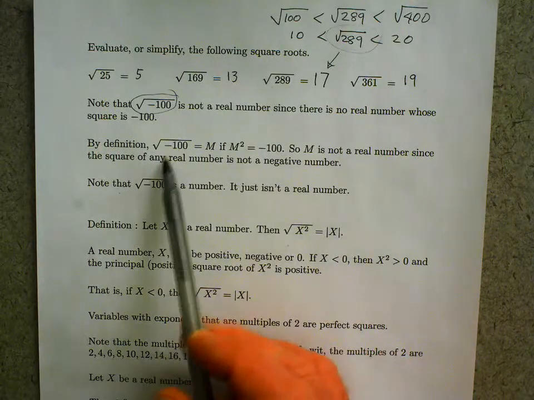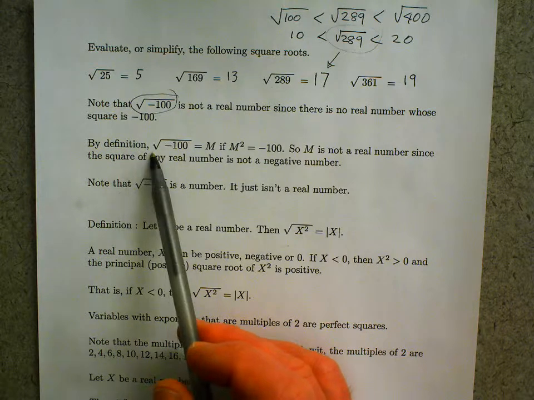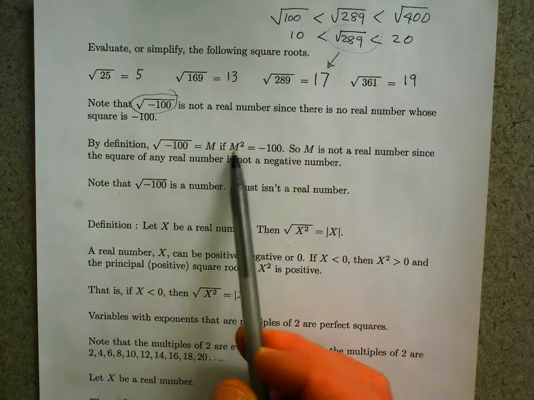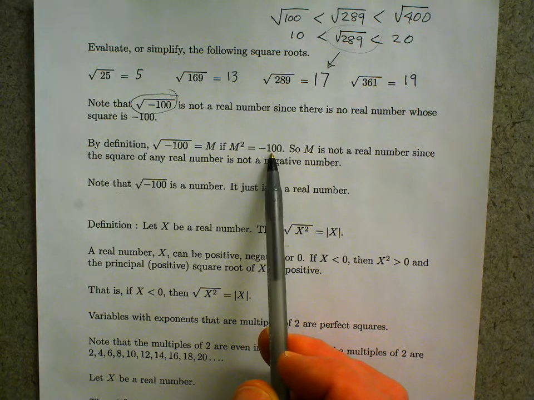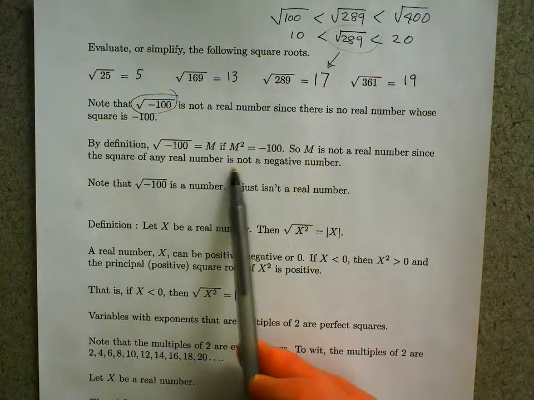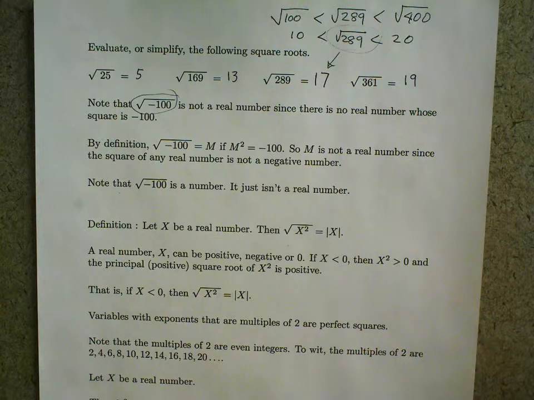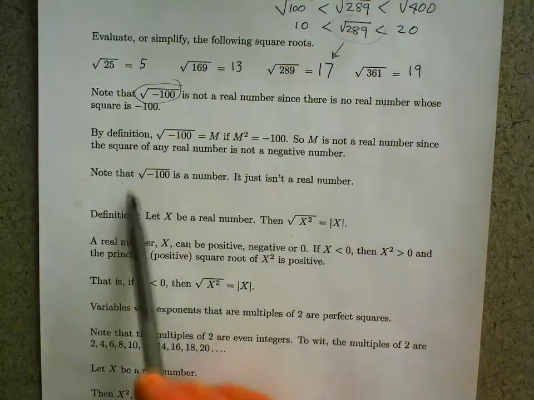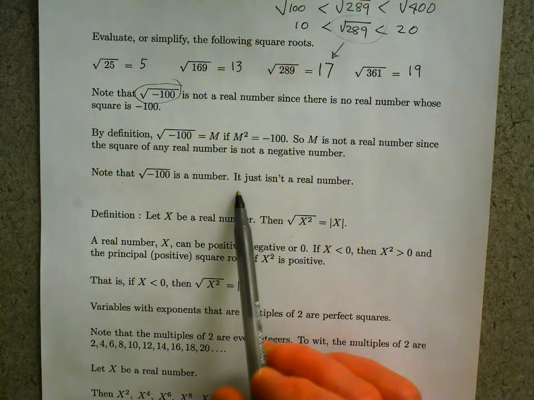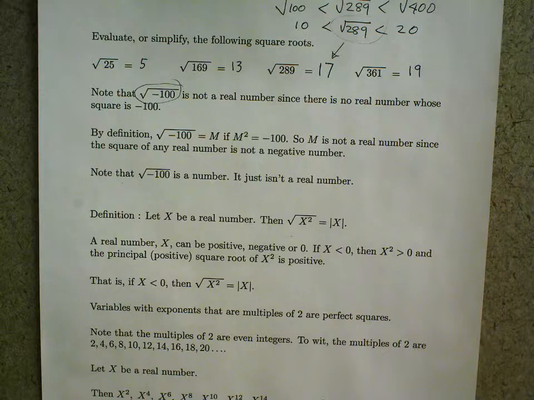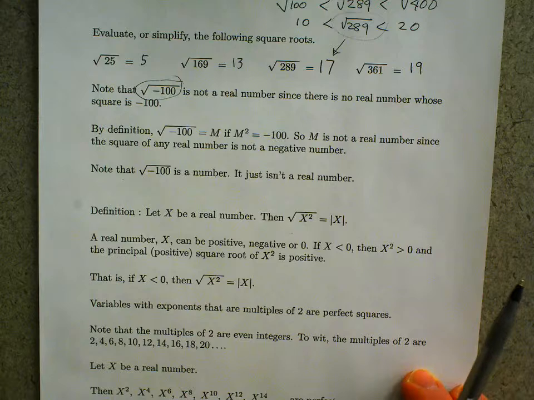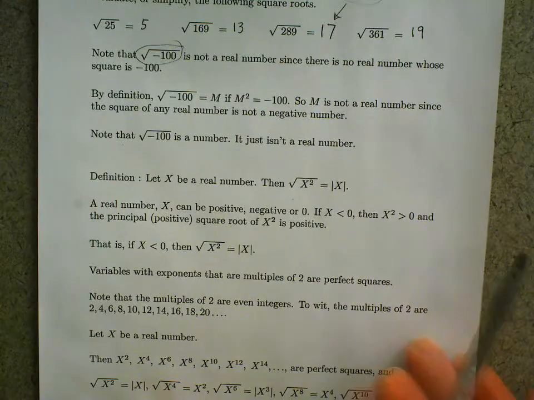So to reiterate what I was saying, by definition, the square root of negative 100 is equal to m if m squared equals negative 100. And so m is not a real number since the square of any real number is not a negative number. Okay, and the square root of negative 100 is a number, it's just not a real number. Okay, that leads us to this definition.